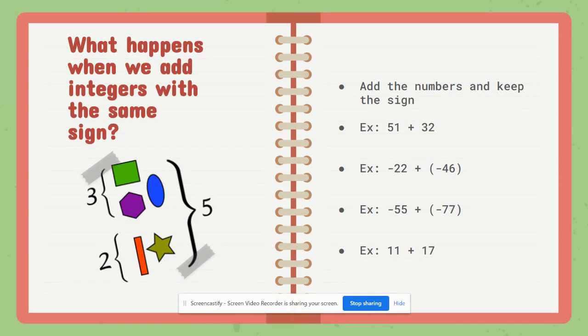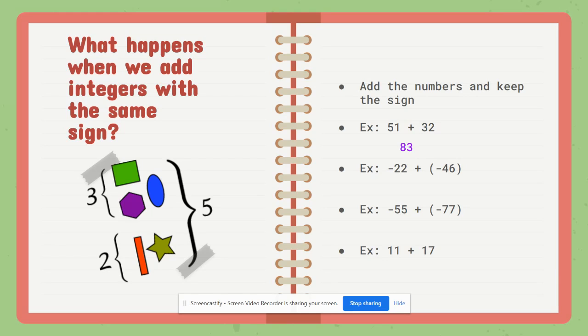So now we're going to talk about some of the rules. What happens when we add integers with the same sign? Well, you're just going to treat it as regular addition, but you're going to keep the sign. So for our first example, 51 plus 32. Those are both positive integers, so it's no problem. Regular addition. 51 plus 32 is 83.